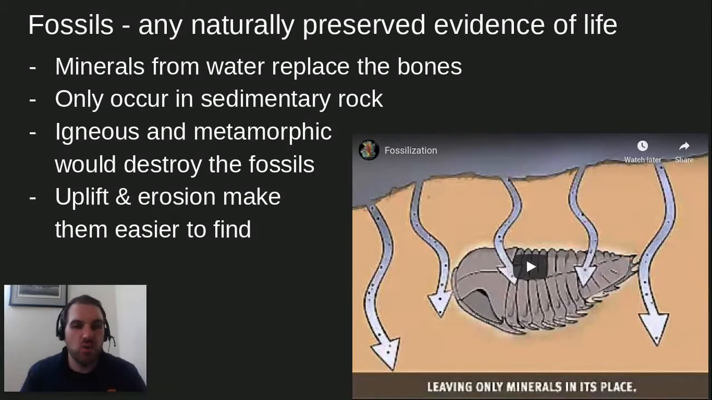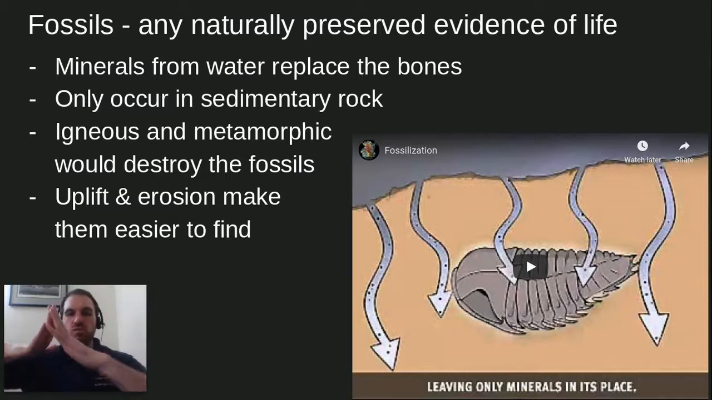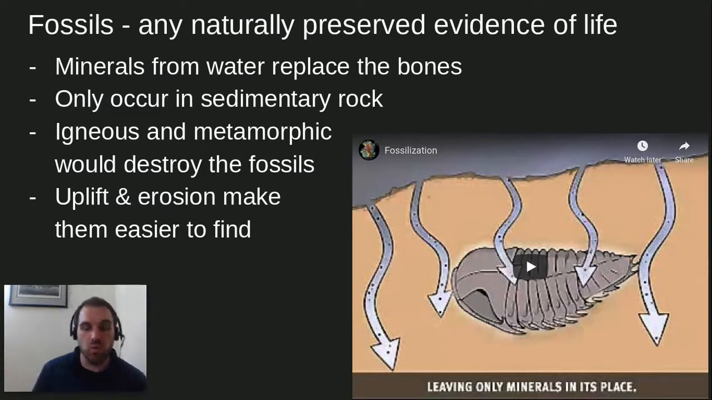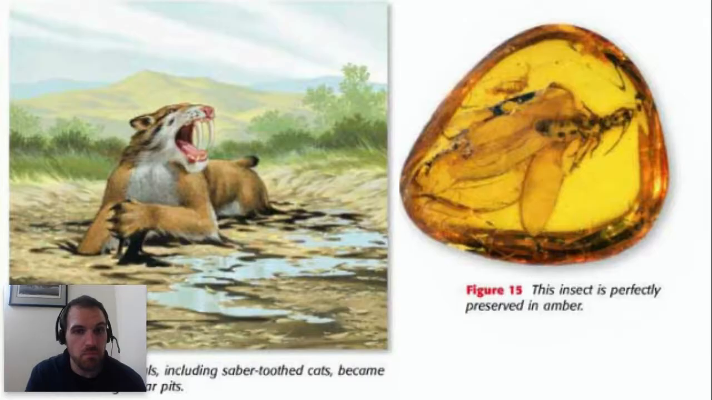Now, uplift and erosion make them easier to find. If you have an area where lots of bones are buried, you're going to have to dig through there, right? But if erosion happens there, it's like doing some of the digging for you. So it helps expose some of those areas you may not have been able to get through. Also, some of those fossils are deep inside of the ground. Uplift happens when two different tectonic plates come together and push parts of the ground up. When that happens, bones that were deep inside the ground can get carried up to the surface. That would be an example of uplift.